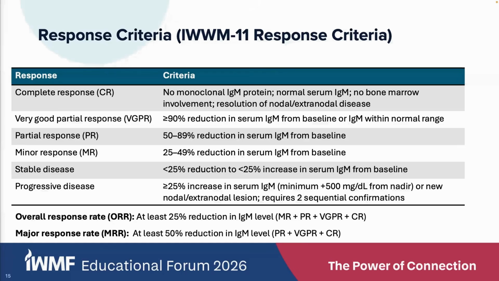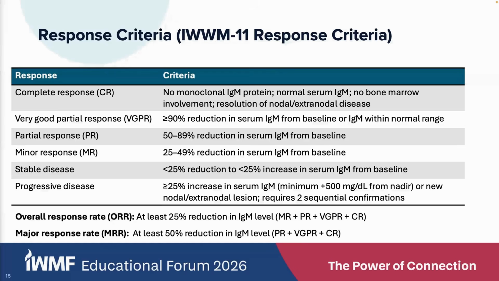That's when you have a 90% reduction in the IgM. So let's say we started at 5,000, I gave treatment, and then the IgM went from 5,000 to 500. That's a 90% reduction in the IgM level. That's called a very good partial response. A partial response is at least a 50% reduction in the IgM. So we started at 5,000, went down to 2,000. That's a 60% reduction. More than 50%, that's a partial response.